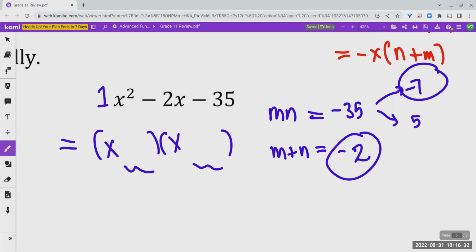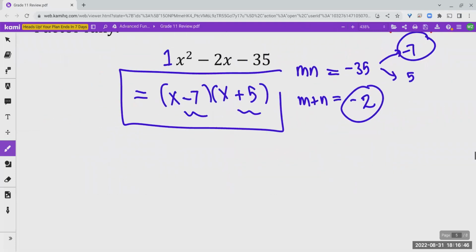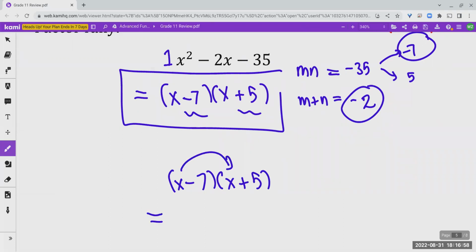All right, so let's put it in. So x minus 7, x plus 5. This is our answer. See, that's it. Two numbers that multiply to the last term, but add up to the middle term. You can, of course, check your answer to see whether it's right. How do you do that? Well, just FOIL it, because foiling is a lot easier than factoring. Right, so I'm just going to copy the question and FOIL.